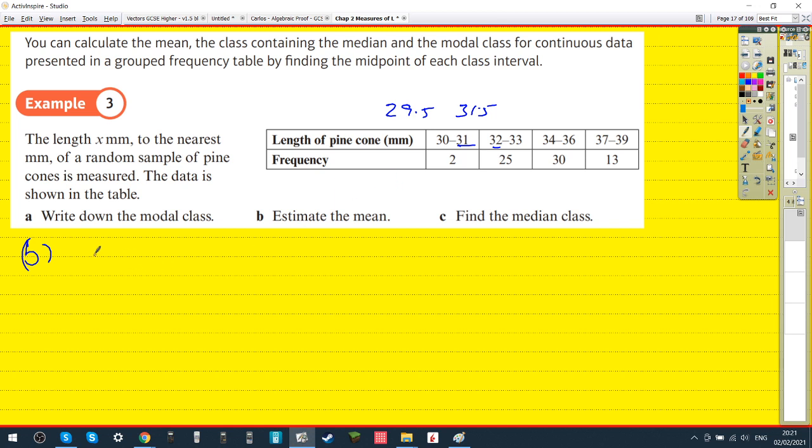And so, what's the midpoint of that? 30.5. Yeah, and you can always add them and divide it by 2. And so, yes, that one is 30.5. And you do that for each of them. If you think about it, let's say there was a length and it was 33.7. What group would that go in?